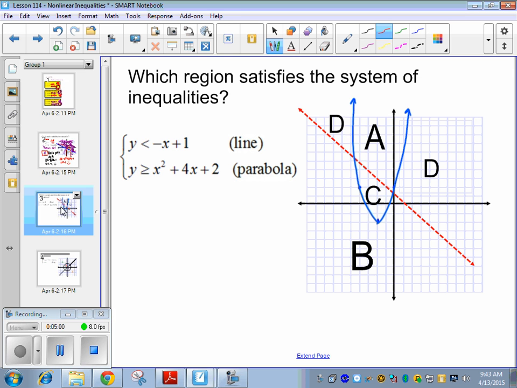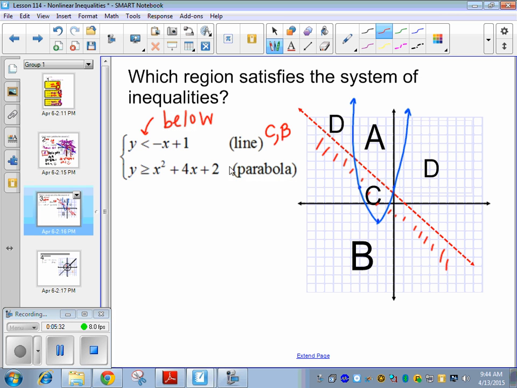Okay, so go ahead and write this one down. We've got a line, a parabola, sketch graph does not have to be perfect. So we've got y is less than negative x plus 1. For the line, we are doing less than. So Margaret, if it's less than, do we shade above or below the line? Good. So this means shade below the line. For shading below the line, that would be regions C and B.